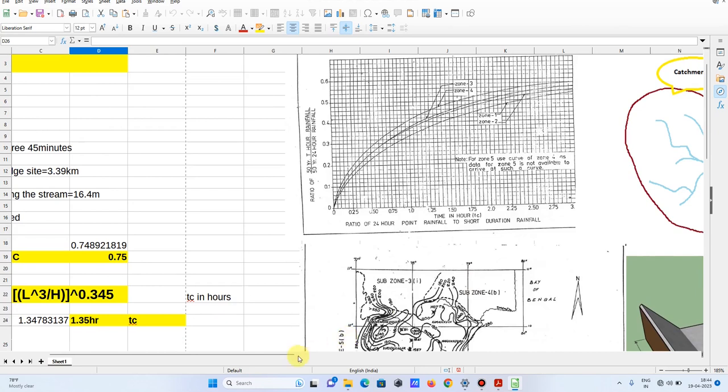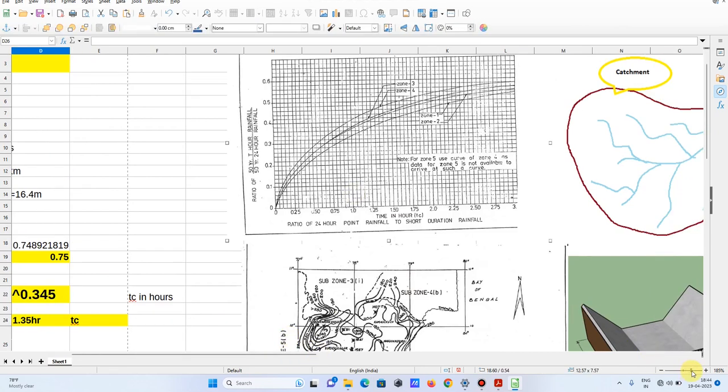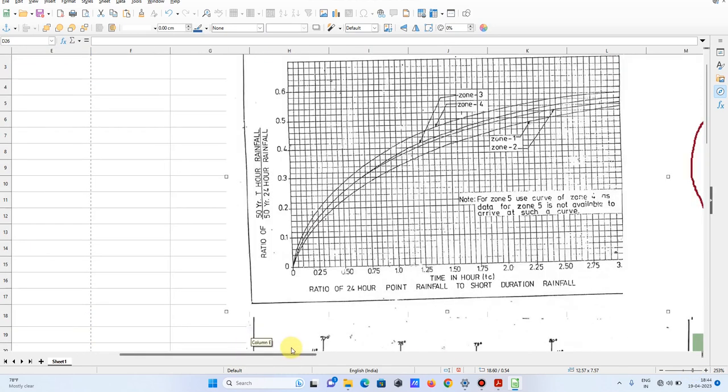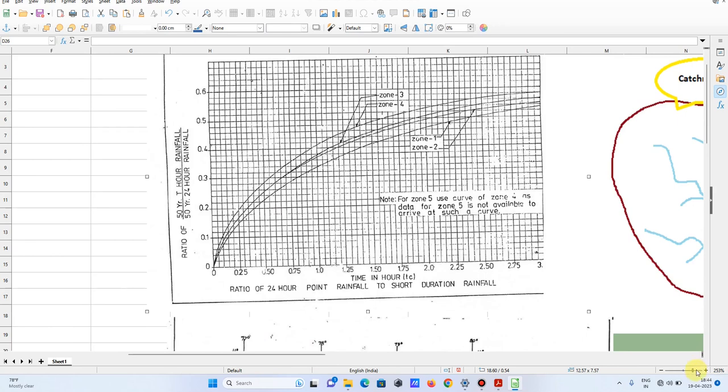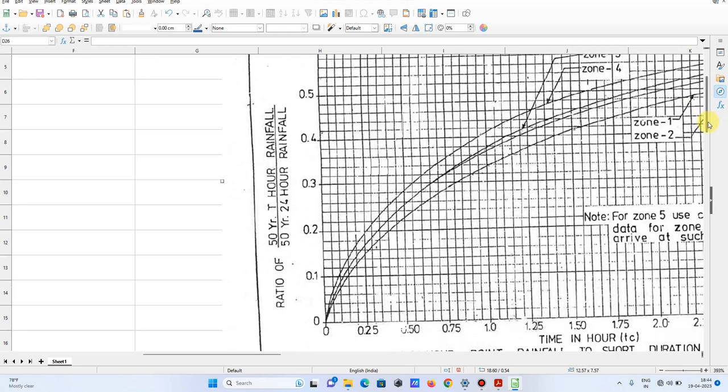Okay, so I have this graph here. I'll zoom in. So TC is 1.35 for zone 4. Okay, approximately I'll mark it, because this page is slightly distorted due to the old print.